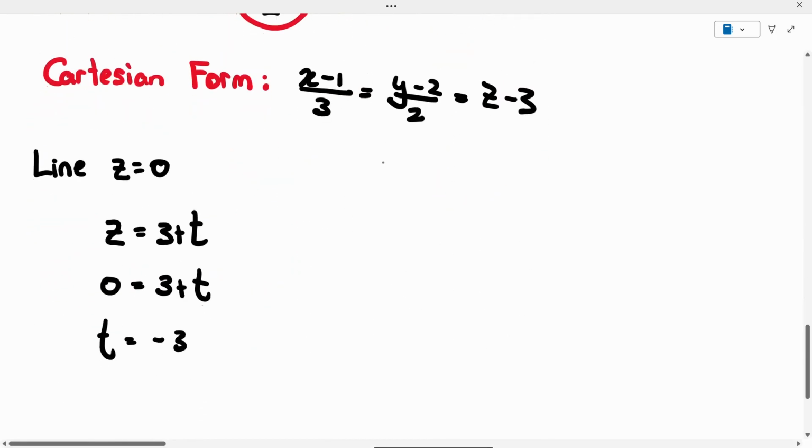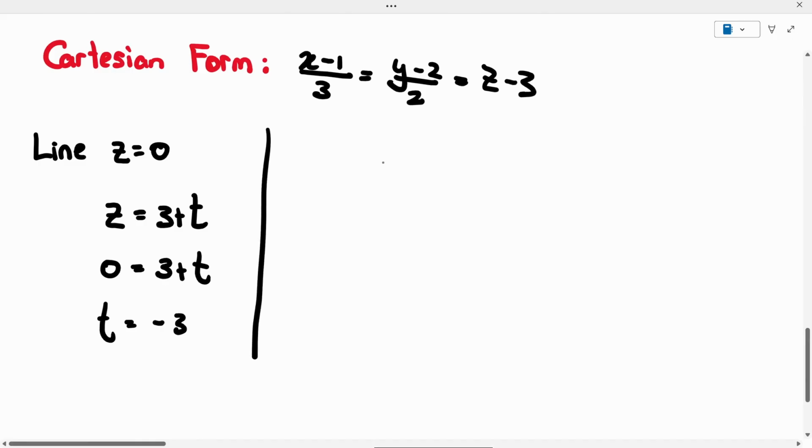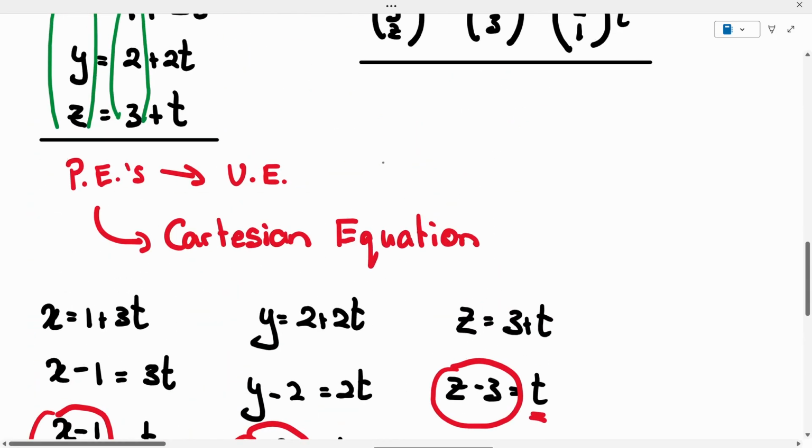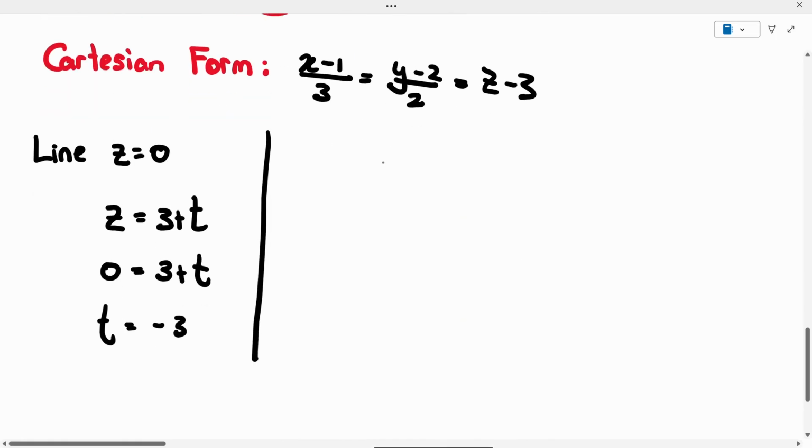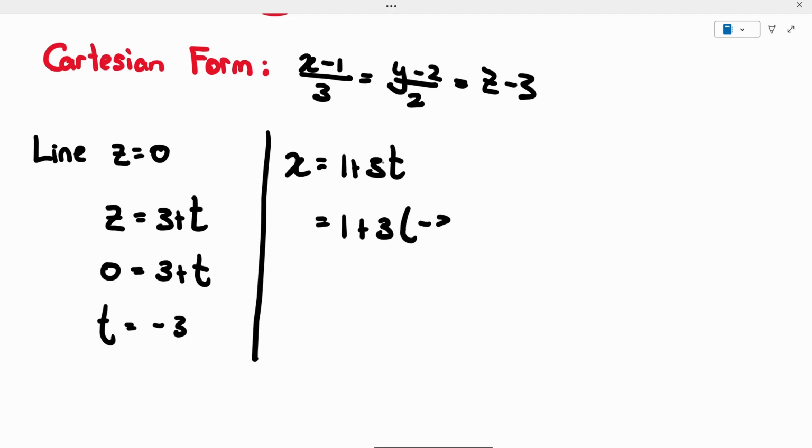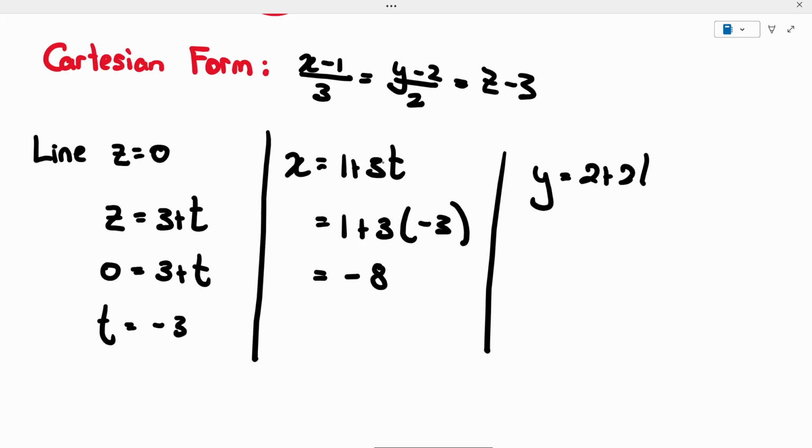So if we use x is 1 plus 3t, x is equal to 1 plus 3t. What's the value of t? It's minus 3, right? So this is 1 plus 3 times minus 3, which is just 1 plus minus 9, which is minus 8. And the y coordinate is y is equal to 2 plus 2t. The value of t is minus 3. So now we have 2 minus 6, which is minus 4.